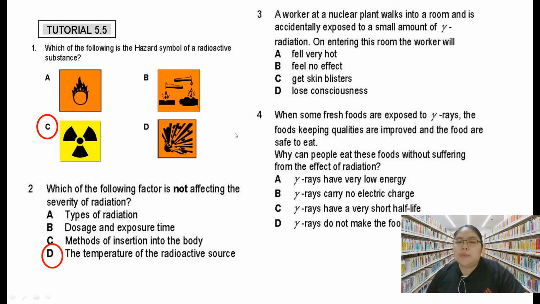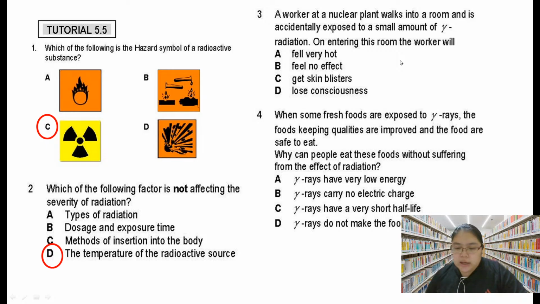Okay, number 3. A worker at the nuclear plant walked into the room and is accidentally exposed to a small amount of alpha radiation. On entering this room, what will happen to the worker? They suddenly go in, then get a small amount of alpha. The alpha or beta or gamma. Small amount of radiation. So what happened to the worker?